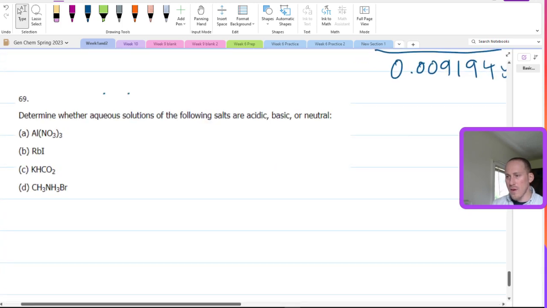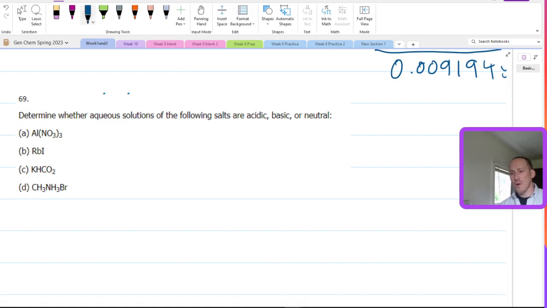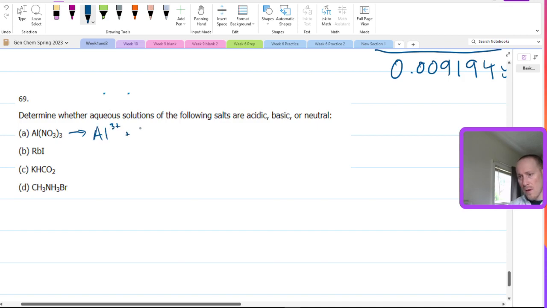Okay, so determine whether aqueous solutions of the following salts are acidic, basic, or neutral. So when this dissociates, looks like what we're going to get is aluminum 3 plus plus 3 nitrates. Now these nitrates are the conjugate base of a strong acid, so they're not going to act like bases. The aluminum, however, could act like an acid.